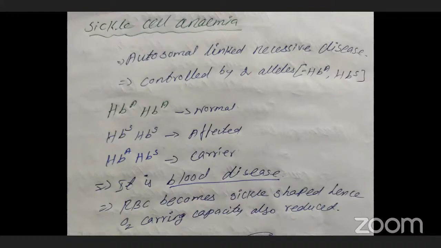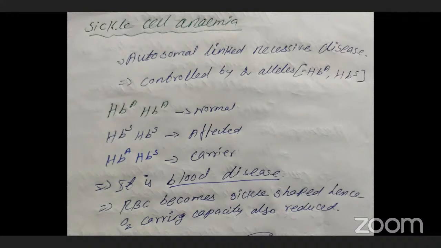When both genes are HbS, that person is affected by sickle cell anemia. If the alleles are partially changed, for example HbA and HbS, that person is a carrier. That person is a carrier, not exposed to the disease. Clear? So sickle cell anemia is a blood disease. Kindly note it. It is important.